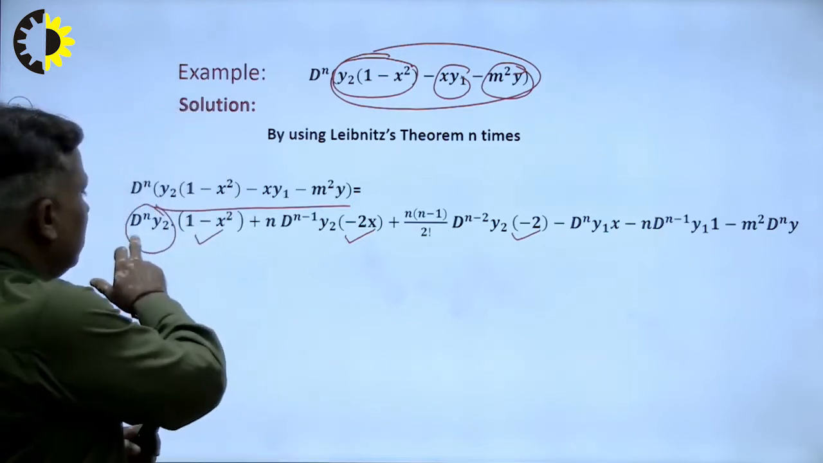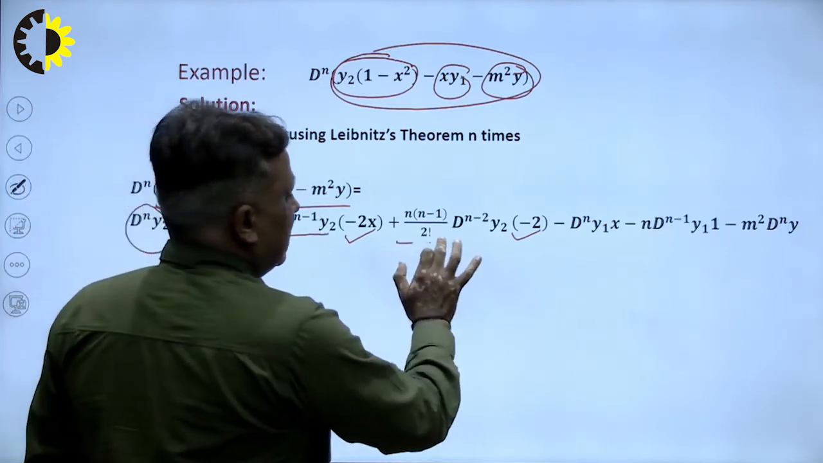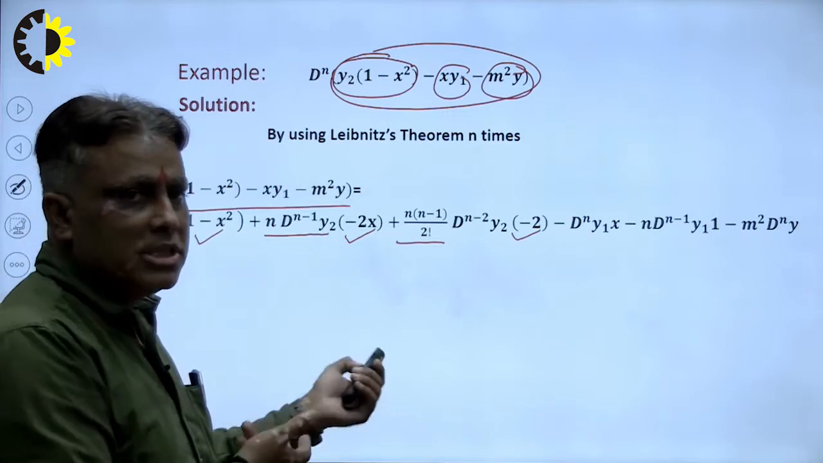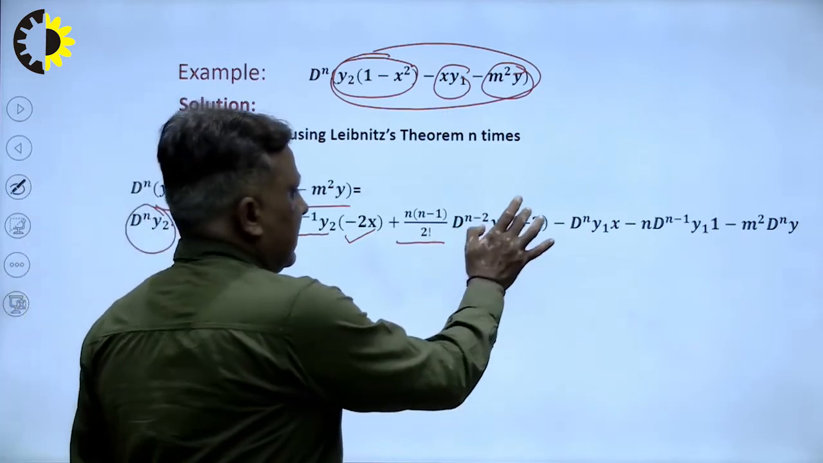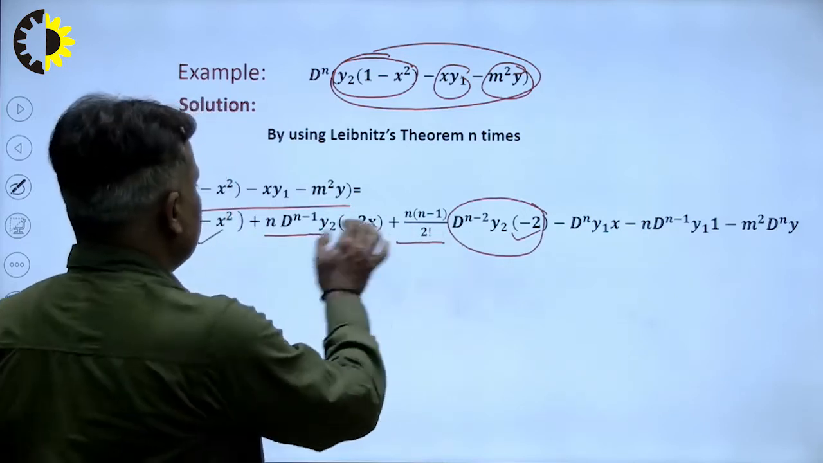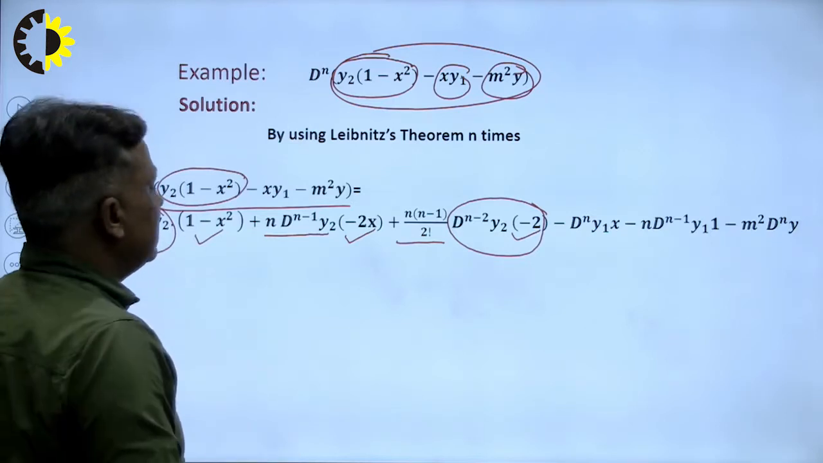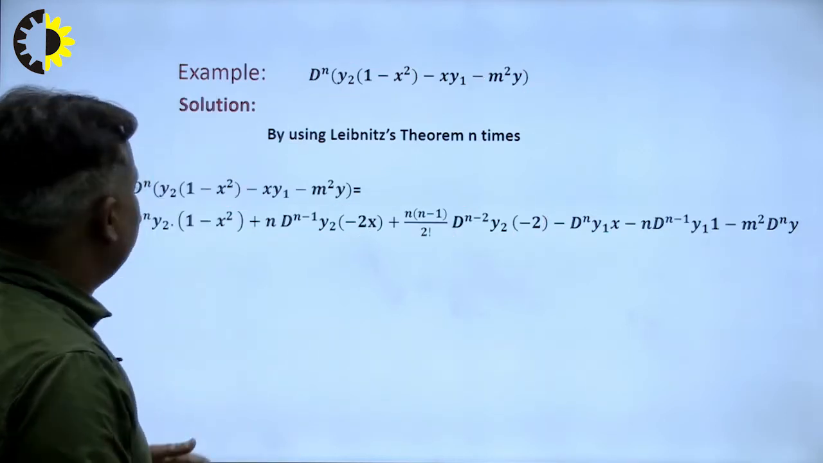Right? Y2 and 1 minus x square as it is I write here, and y2 as it is, and n(n minus 1) divided by 2, this is a part of the Leibniz theorem, and the second (n minus 2)th derivative of y2 and the second derivative of those. So this is the part of this part, right? In this way we can apply it to this part.